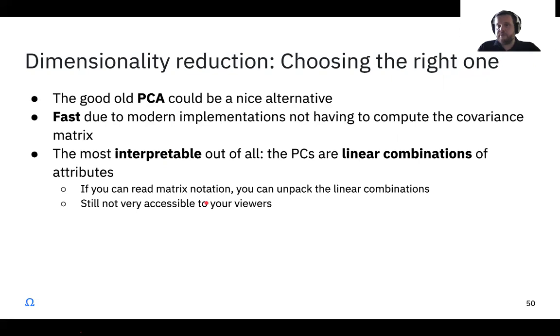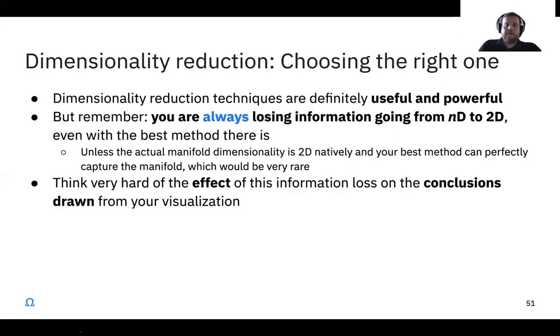But there is a case to be made for PCA, but as we have seen on the MNIST data set, it's massively outperformed by t-SNE and especially UMAP. And to kind of conclude the dimensionality reduction portion of this lecture, the dimensionality reduction techniques are definitely useful and powerful. Remember, you are always losing information from going from ND to 2D, even with the best method there is. So even if you use UMAP, you are still going to lose information. You have to remember that.